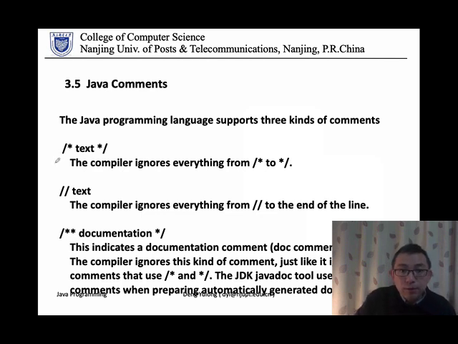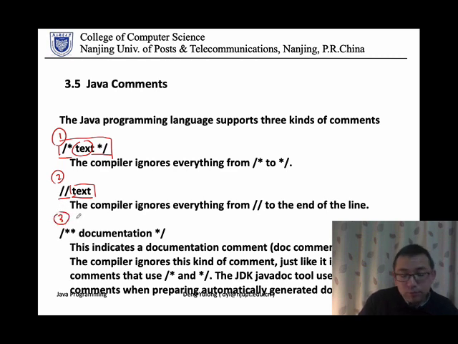Here we have three methods to write comments. The first type of comments uses this format: slash asterisk and asterisk slash. Between these two symbols is our text, our comment. This is the first type of comments. The second type of comments uses double slash, and we write a line of text for comments. This is the second way to write comments.